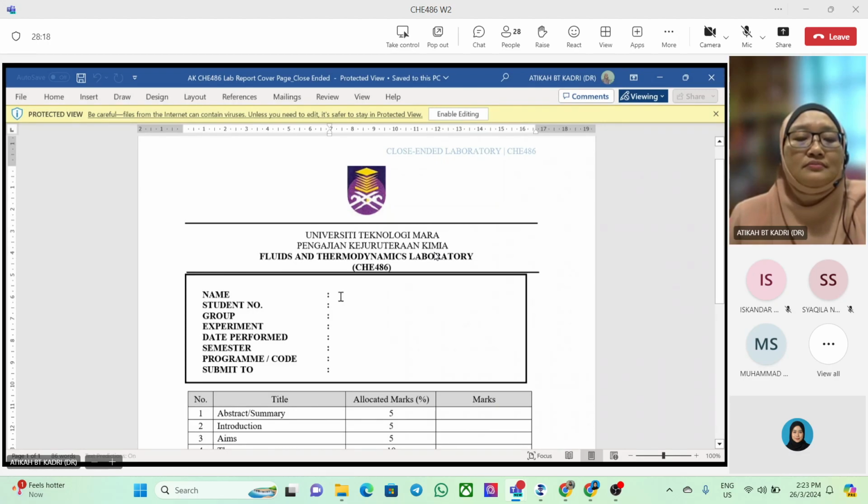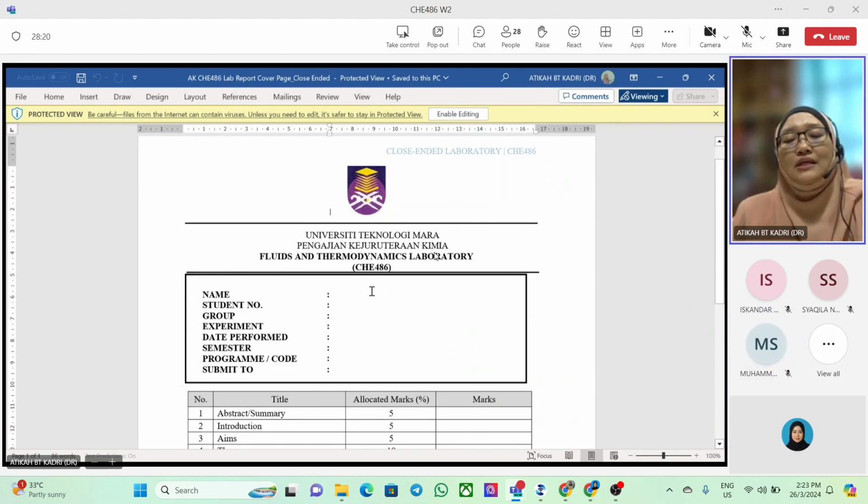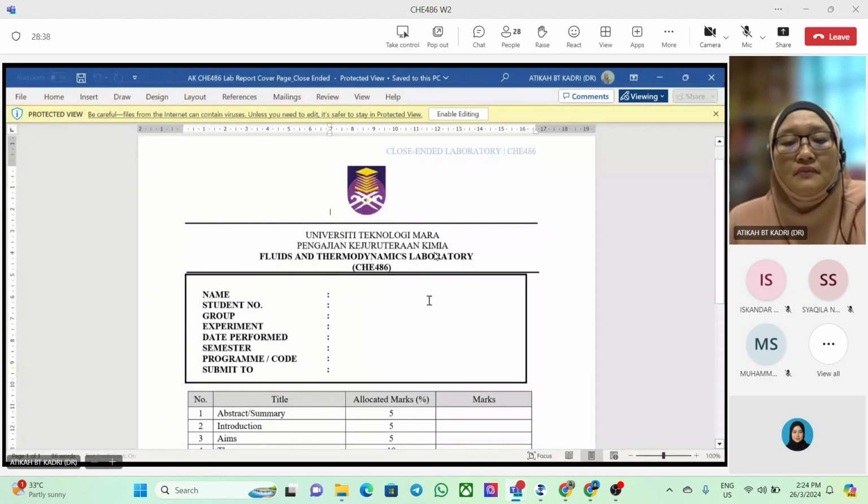Faham, madam? So if it's an individual, you write only your own name. But if it's a group work, because there will be two group manuscripts that you need to come out with from a close-ended lab, you should have the complete names of your members. All right. And please write down the rest of the information.